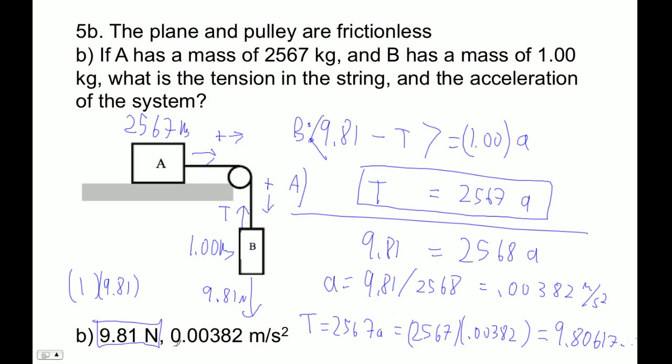Because the acceleration is so slow, the tension in that cable is essentially the weight of this. If you're accelerating down very, very slowly, the tension in the cable is essentially the same as the weight of the object hanging on the string. Okay?